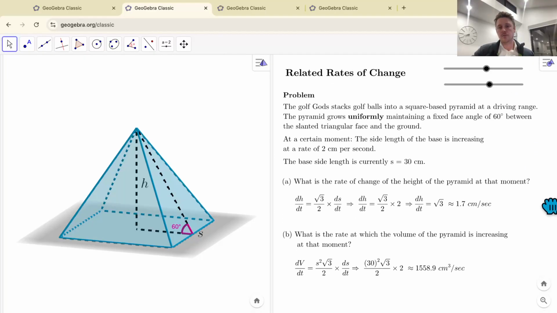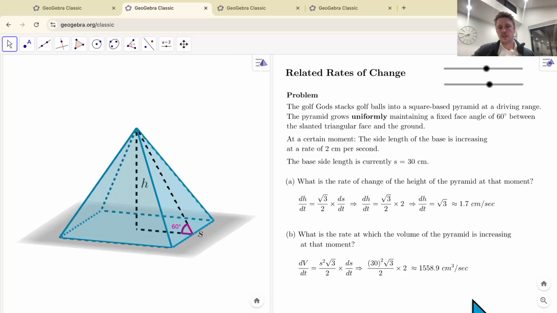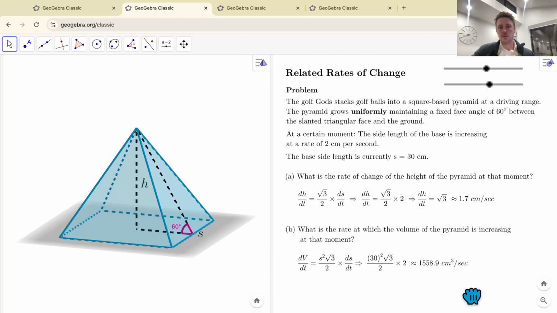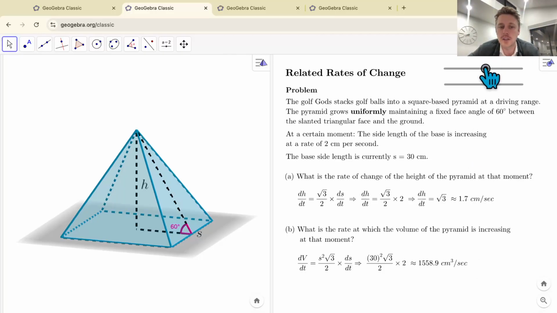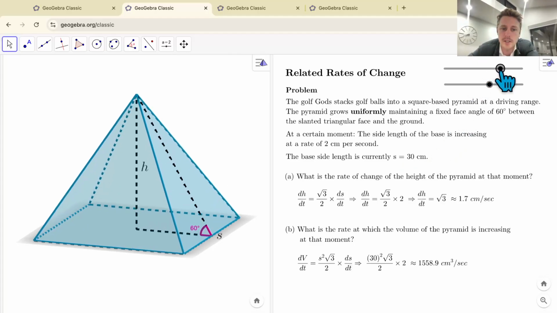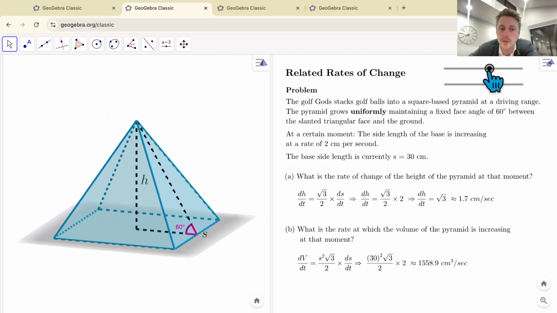So here's our problem. And maybe that's a bit hard because the answer's there, but maybe pause it and give it a go. So the golf gods stack golf clubs in a square-based pyramid at a driving range. The pyramid grows uniformly, maintaining a fixed face angle of 60 degrees, as we said, between the slanted triangular face and the ground. At a certain moment, the side length of the base is increasing at a rate of 2 centimeters a second. So that S is increasing at 2 centimeters a second at some point.